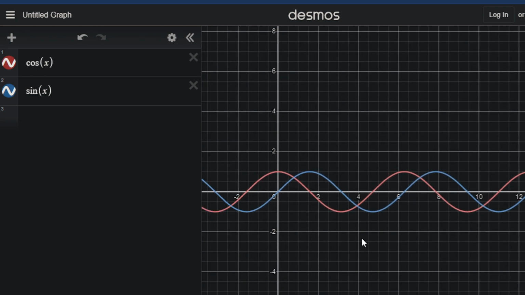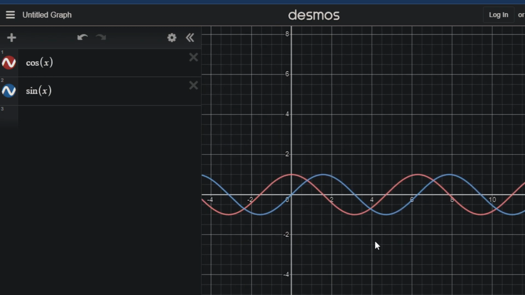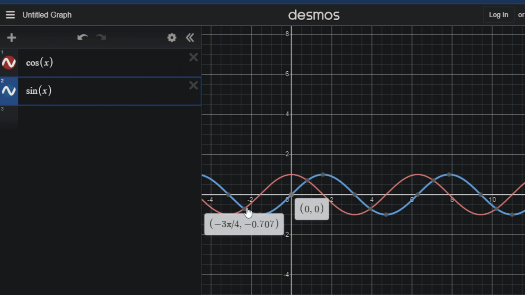So very similar graphs, very similar properties. We're actually going to see when we talk about derivatives in calculus that the derivative of each of these graphs is the other graph. In one case, it's the negative of the other graph. The derivative being the slope of each of the graphs. So that's another interesting property that we'll see.